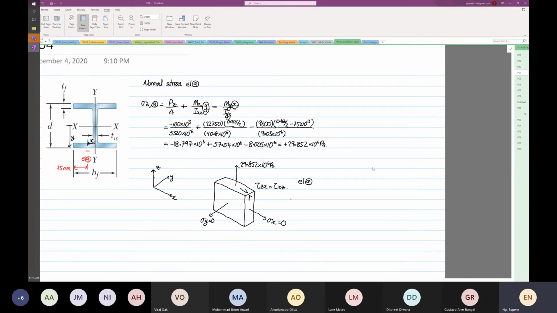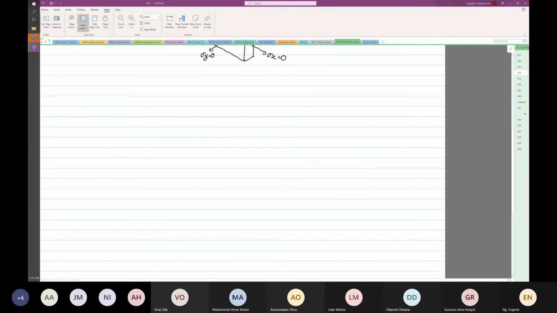I'm going to bring this down. So what are we going to find out? We're going to find the shear XZ generated by Vx. And we're going to apply thin wall analysis.